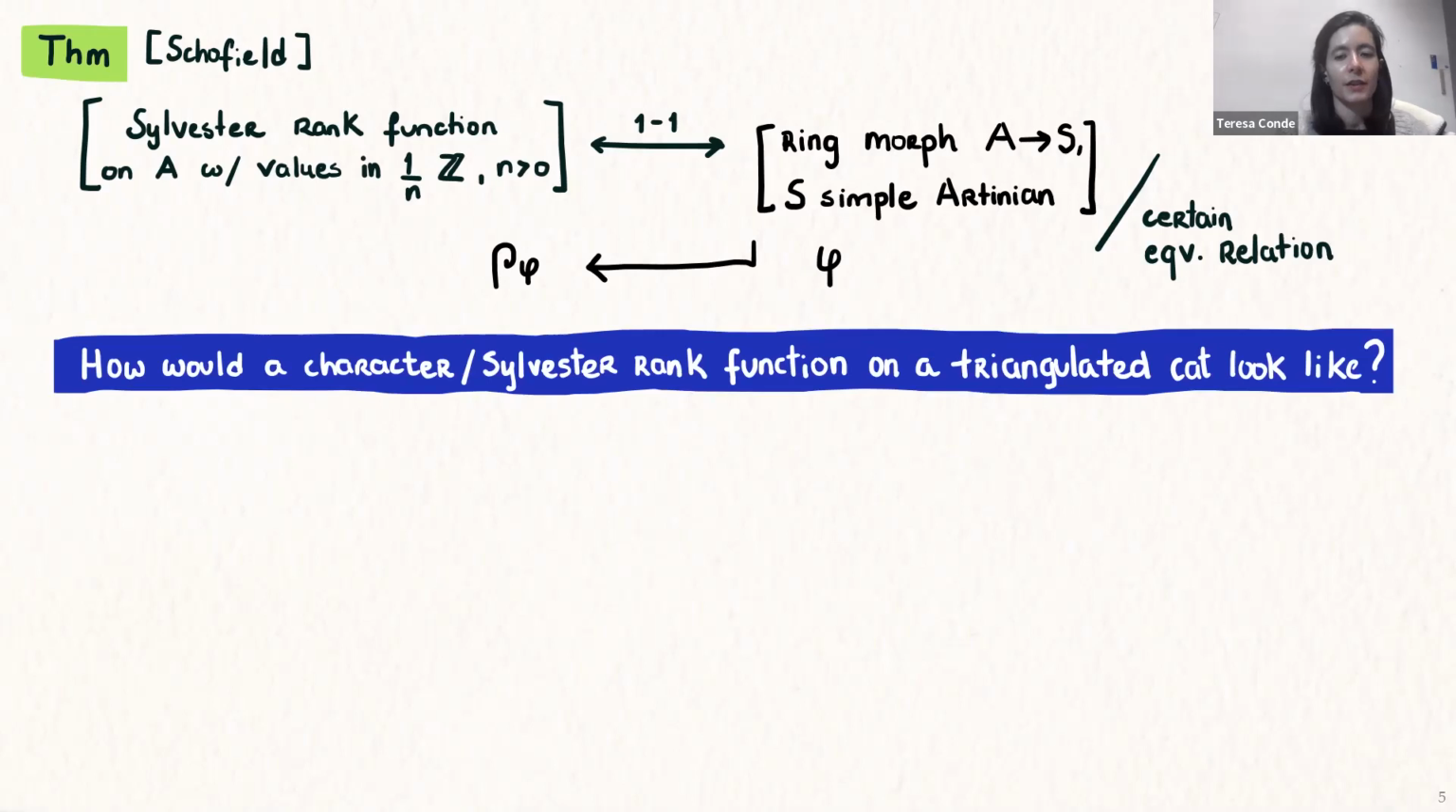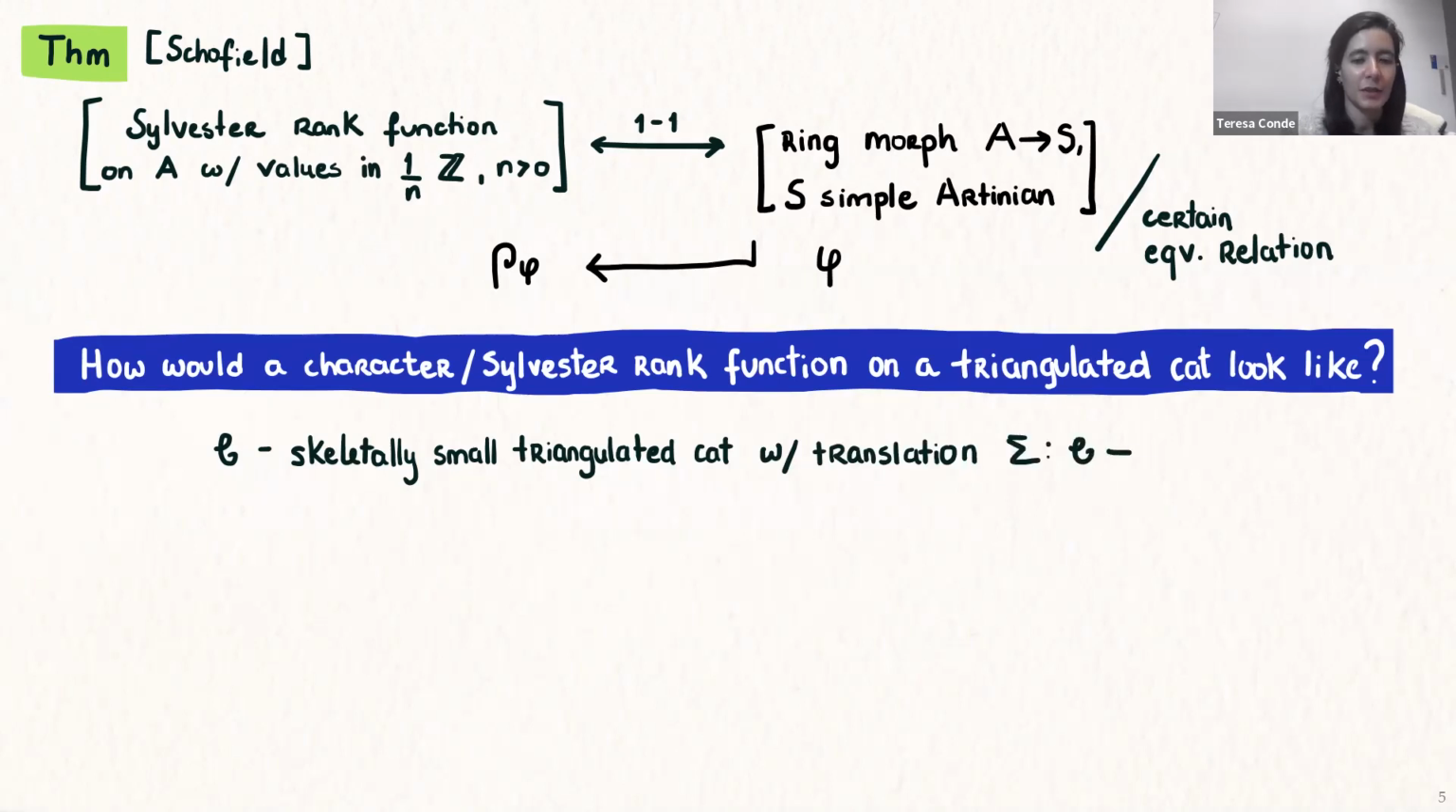Okay. So this talk is not about module categories, it's about, instead, triangulated categories, about an appropriate way to measure objects in triangulated categories. So a natural question is, what is the analog of a character or a Sylvester rank function, but in the world of triangulated categories? And the answer to that is exactly Chuang and Lazarev's notion of a rank function of triangulated categories.